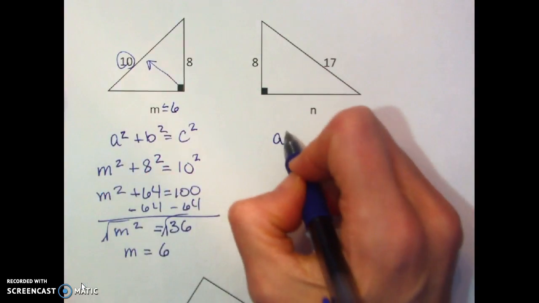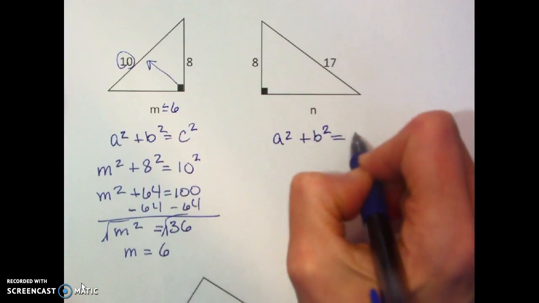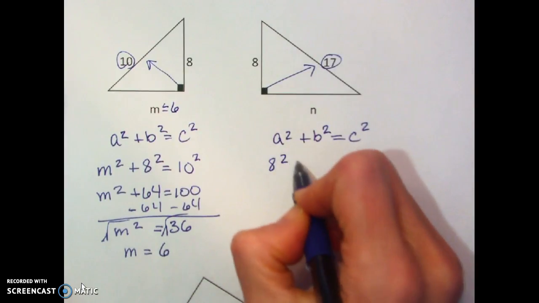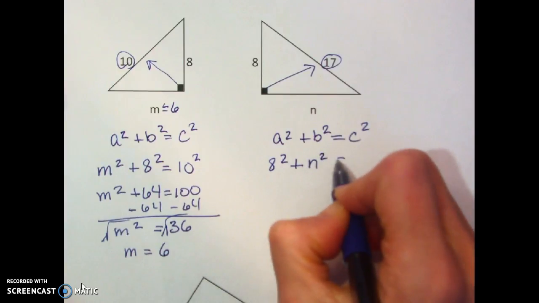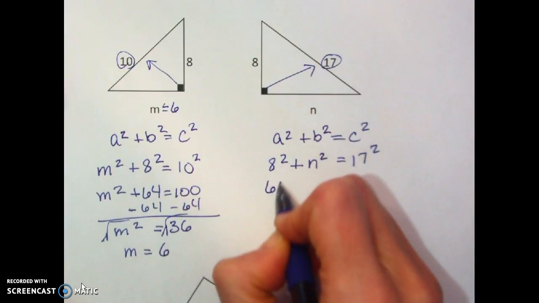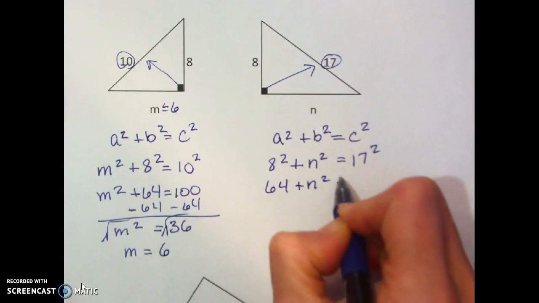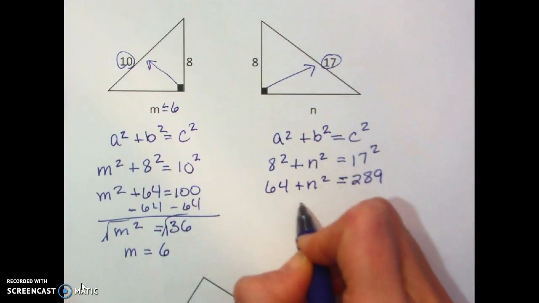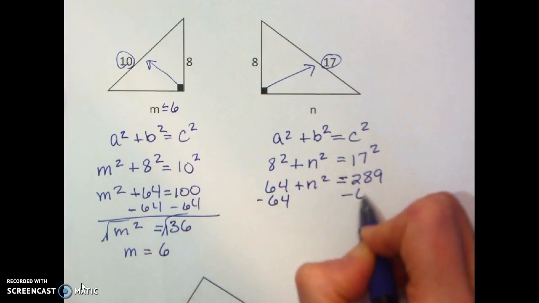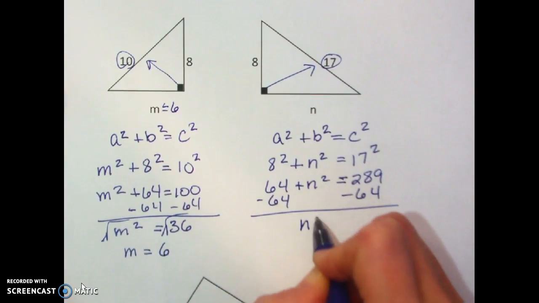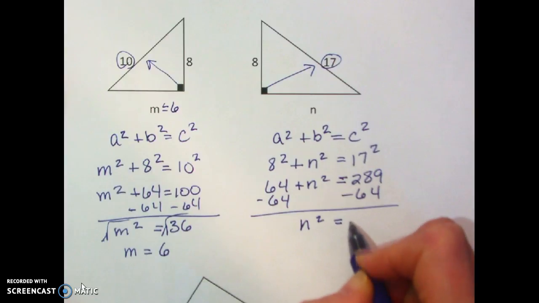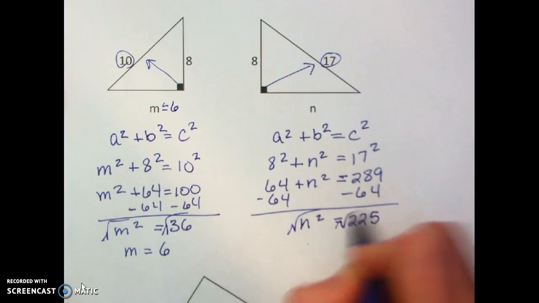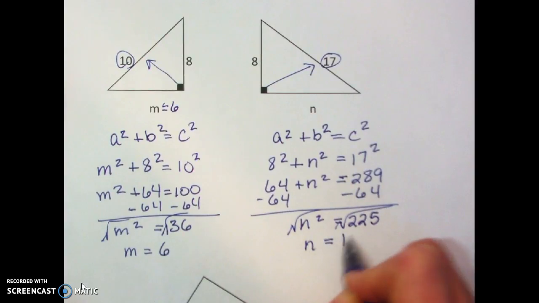We'll have to do the same thing on this one. c is our 17, so we have 8 squared plus n squared equals 17 squared. And let's see, 17 squared is 289. Take away 64 on both sides. n squared equals 225, which means when we take the square root, n equals 15.